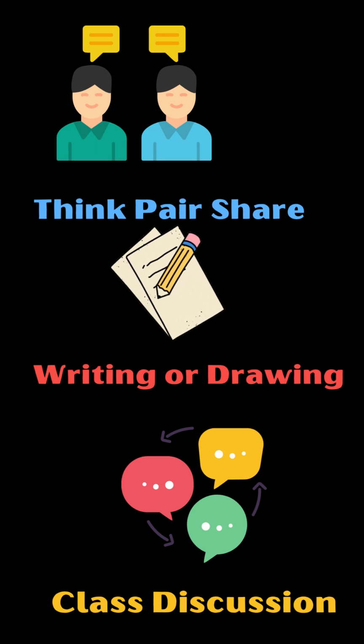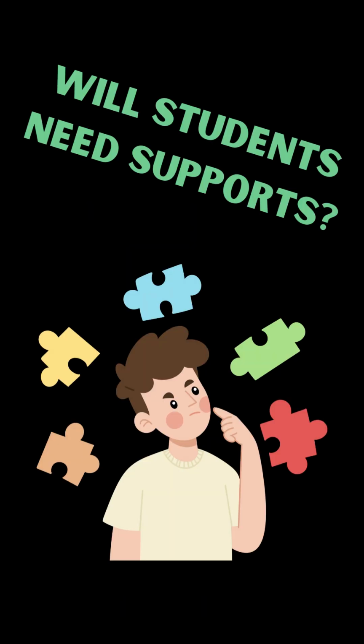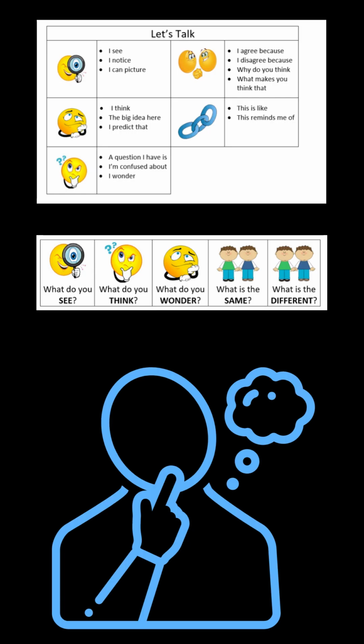So, what kind of supports are your students going to need to do this, or are they going to need supports? You may want to consider using something like a talking table tent, like what you see on the screen, or possibly a graphic organizer like the See, Think, Wonder with what's the same and what's different. Remember to check out Georgia Inspire for more ideas.